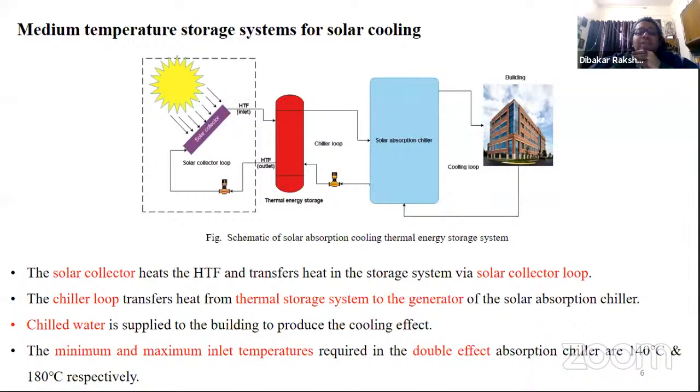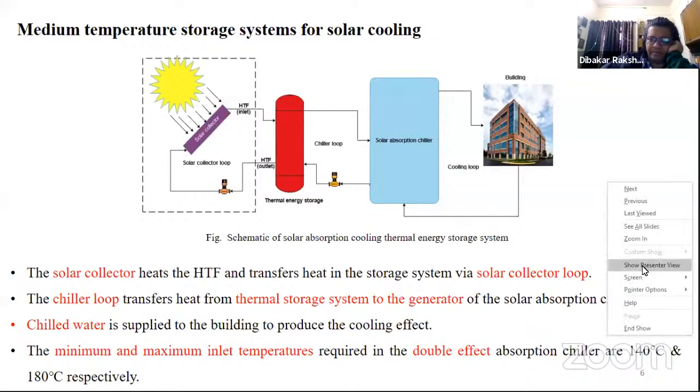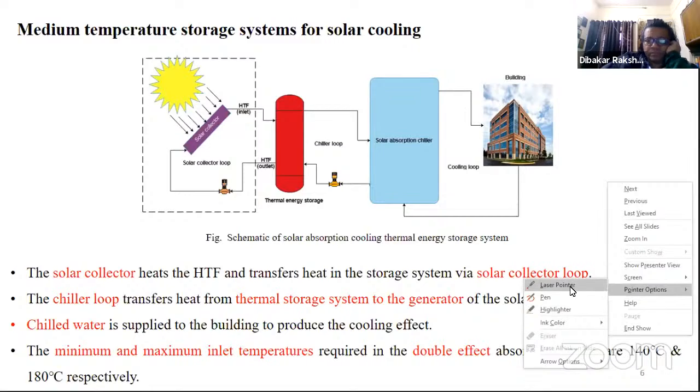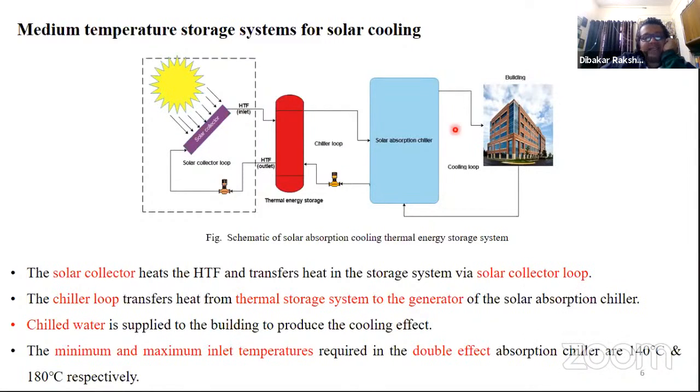So this study today, which I will be showing over here, is for a medium temperature latent heat thermal energy storage system, which works in the range of say 140 to 160 degrees centigrade. Now you can see from this slide, let me just put the pointer on. So we are having a latent heat thermal energy storage system, which is being connected to this absorption chiller. This is the latent heat thermal energy storage system, and this is the absorption chiller. And this absorption chiller is giving a chilled water circuit to the building, which is to be maintained at a particular temperature, say 25 degrees centigrade.